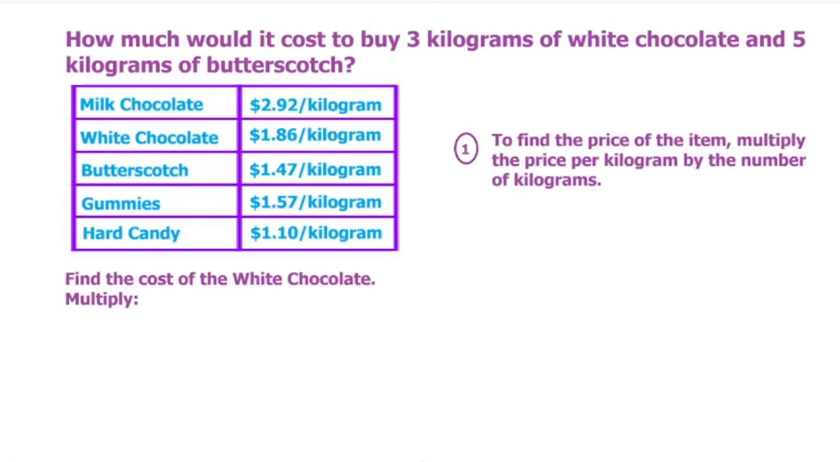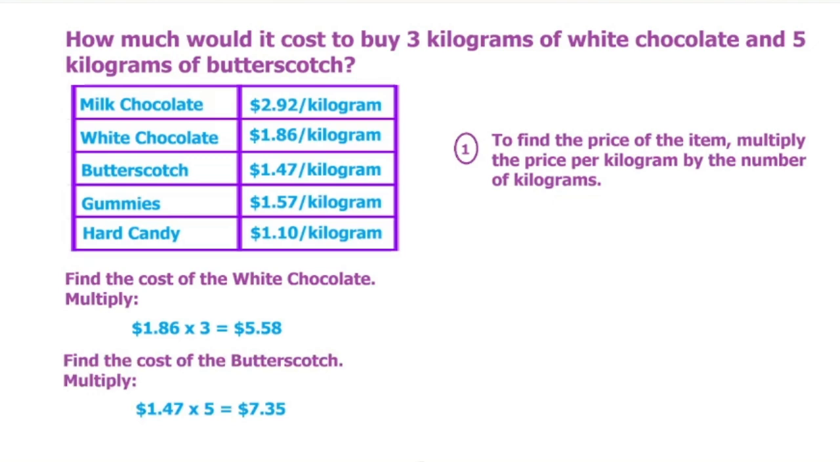So we can see that the price of the white chocolate is $1.86, and then we multiply by the number of kilograms we need, which is 3, and that gives us $5.58. It's just dollars now, not dollars per kilogram. So now for the butterscotch, we do the same thing. It costs $1.47, but we multiply it by 5. So it becomes $7.35. And the kilogram piece is gone now because we multiplied by the number of kilograms.